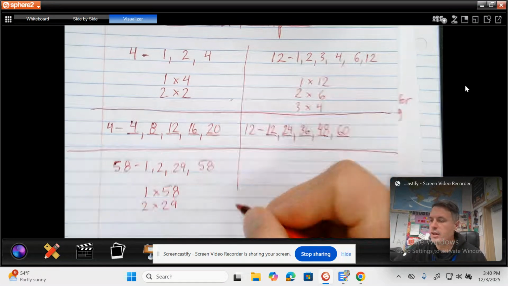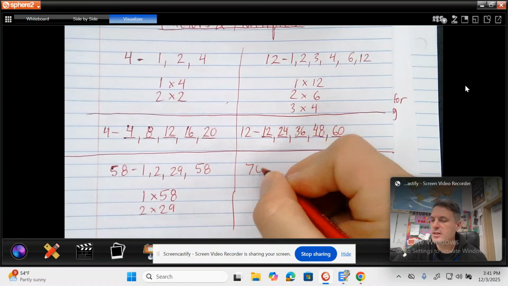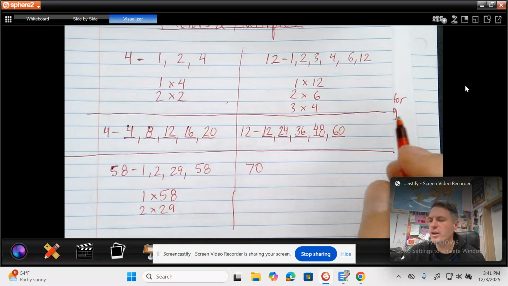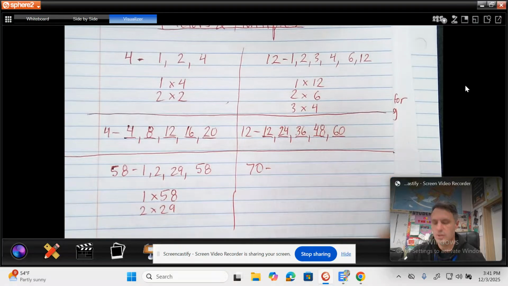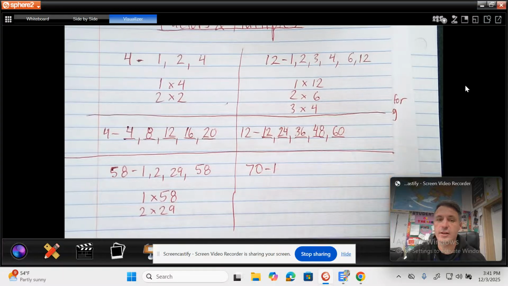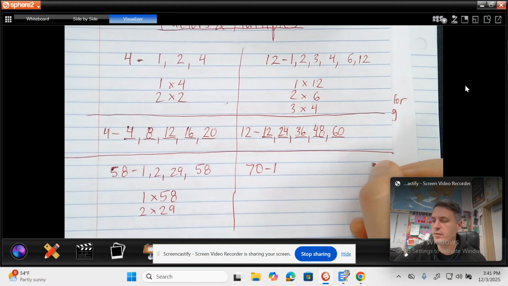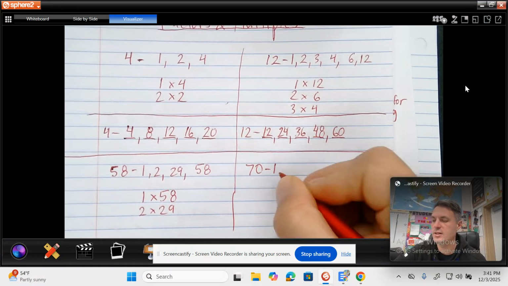And let's go ahead and do the number 70 now. Let's list all the factors of 70, okay? So there's a few more of 70. We know 1 is a factor of every number. 1 is a factor of 70 because 1 times 70 is 70.